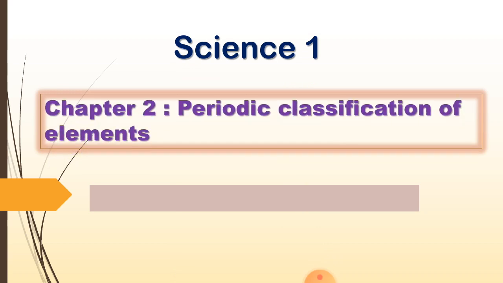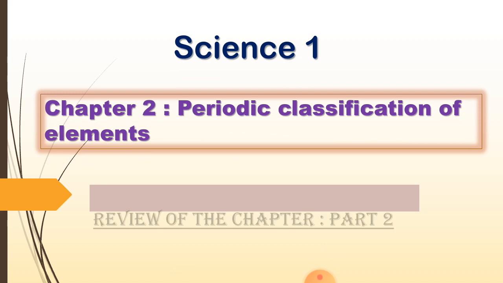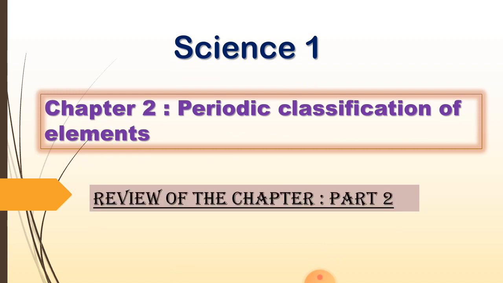So we are in chapter 2, that is periodic classification of elements, and this is the second part of revision of chapter 2. In the first revision video, we have revised the content till the structure of the periodic table. Okay, so now let's start with the next topics.